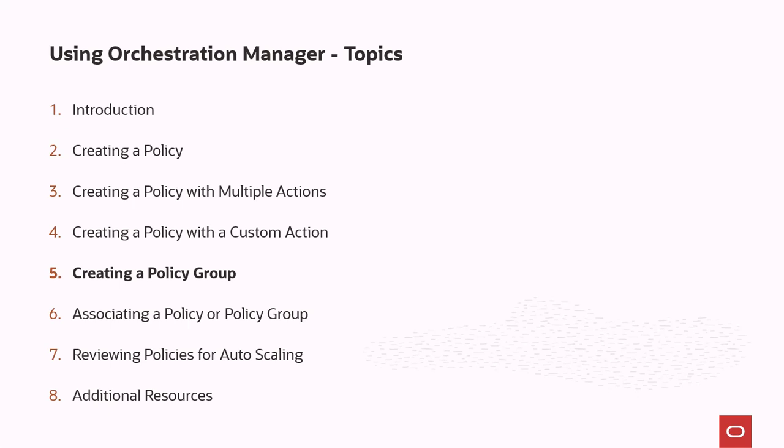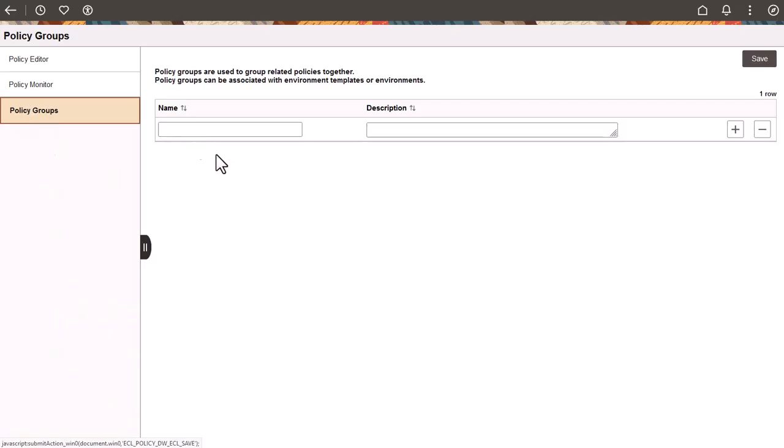Orchestration Manager allows you to group policies for display and to facilitate associating related policies. On the Policy Groups page, enter the name and description for a policy group and click Save. We look at ways to associate policies and policy groups with Cloud Manager entities next.